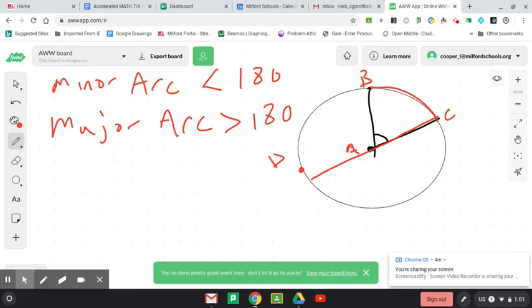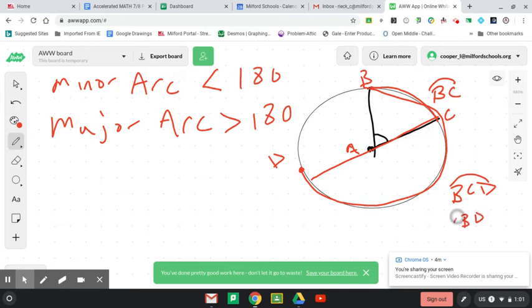So we could label this arc, we would say this is arc BC. And because it's less than half the circle, it's a minor arc. We could label arc BCD, which is this arc here, and that's a major arc because it's greater than the semicircle. But we could also mark arc BD, which goes this direction. Now that's a minor arc.